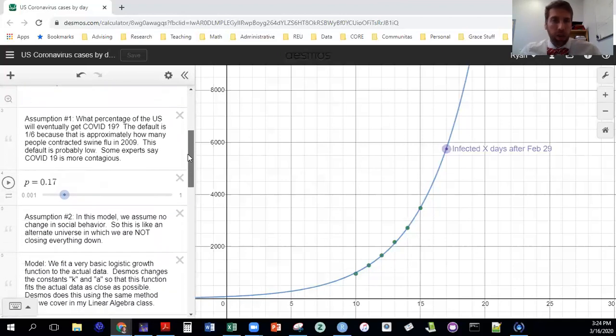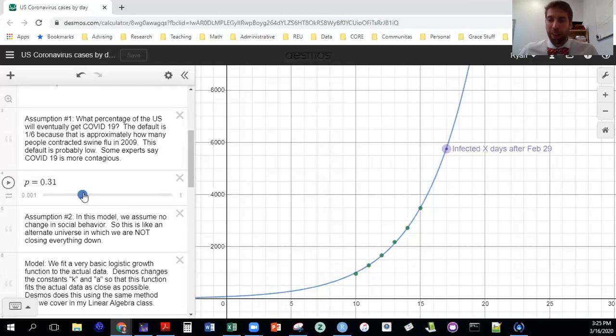So I tried to lay out assumptions for this really simple, naive model. Our first assumption is that some percentage of the United States population will eventually get sick. One sixth of the population got the swine flu back in 2009, and so that's a good default position. Although some experts say that COVID-19 is more contagious and there's less immunity to it in the general population. So generally more than one sixth of the population will probably get it. So maybe put it around 0.3 or 0.5 or something, who knows?